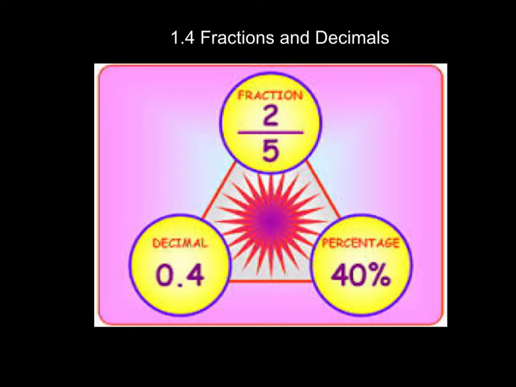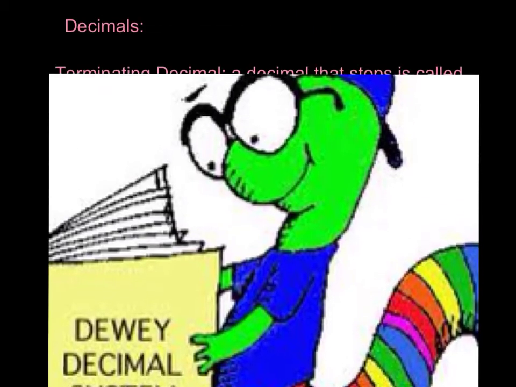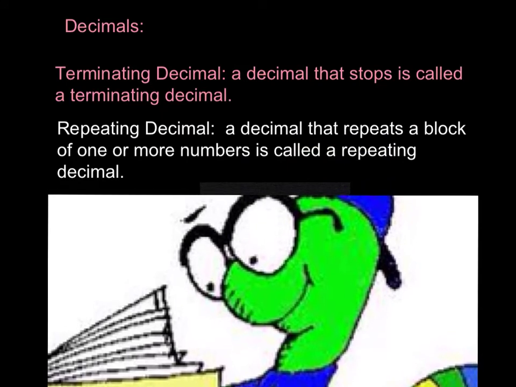Hello class. Today we are going to talk about section 1.4, fractions and decimals. There are two types of decimals that we're going to talk about. Terminating decimals, which is a decimal that stops, and repeating decimals, which is a decimal that repeats a block of one or more numbers. Please take a moment to pause this video and write down the definition of terminating and repeating decimals.